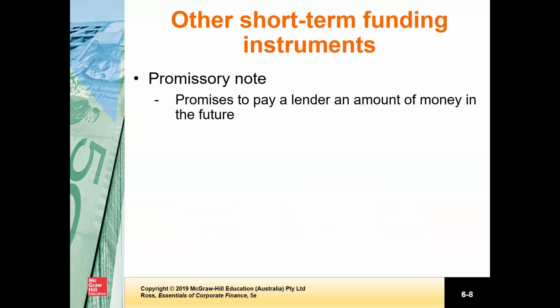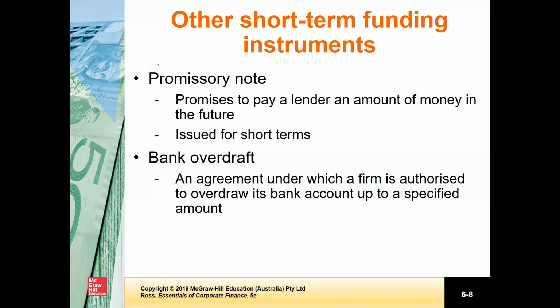Legally, it is an unconditional promise by an issuer to pay an agreed sum of money at a fixed or determinable future time to a specific person. In the promissory note, there is no acceptor, so it's a direct relationship between the issuer and the investor. The valuation of a promissory note is the same as the bill of exchange, as there is no explicit interest rate, so it is issued at a discount and the face value is paid back at maturity.